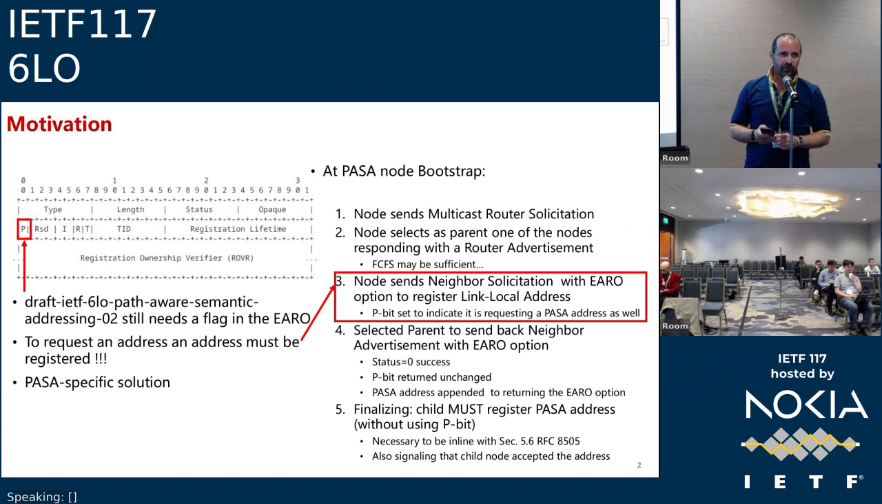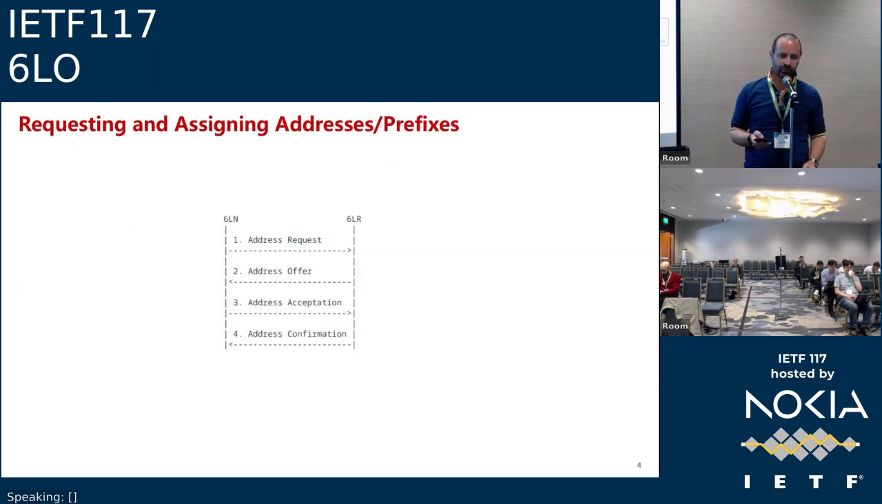The motivation of this document is very simple. Yes, we have one bit still in the error, but what is bothering us is, in order to request the allocation of an address, we actually need to register an address. Because this is what the ERO option was made for, registering addresses. So it's not so logical. So we decided to propose to have a new option.